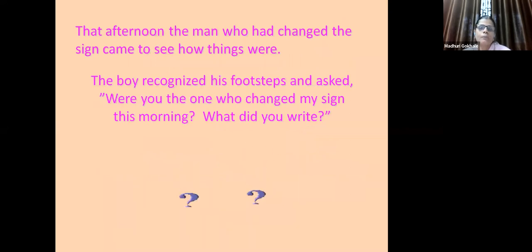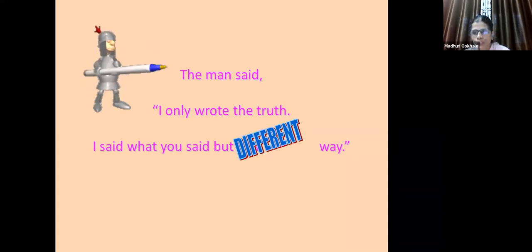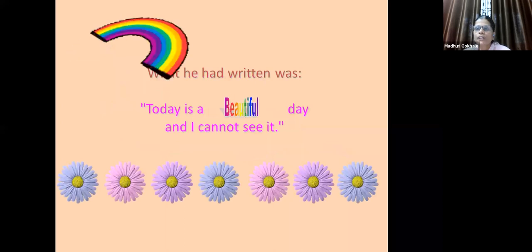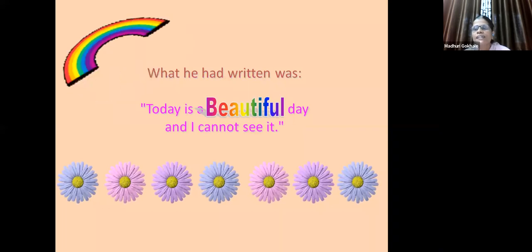That afternoon, the man who had changed the sign came to see how things were. The boy recognized his footsteps and asked, "Were you the one who changed my sign this morning? What did you write?" He was blind, but he realized that suddenly people have started giving him money. So what has happened? What has he written? The man said, "I only wrote the truth. I said what you said, but in a different way." What he had written was, "Today is a beautiful day, and I cannot see it."